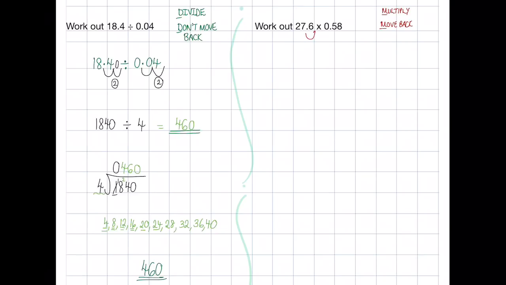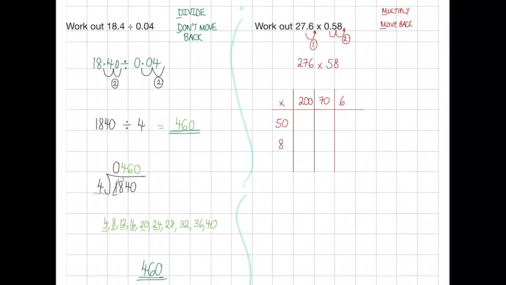So the 27.6 I can move it once, the 0.58 I can move it twice, and they will turn into 276 multiplied by 58. Now it's times like this I kind of wish I knew that off the top of my head so that I wouldn't have to do all of this grid stuff, but if you don't know it off the top of your head, then you can just do a grid. So we've got 58, which is being multiplied with 276. It doesn't matter which way you put the 276 and the 58. If you want to put it the other way around, that will work too.